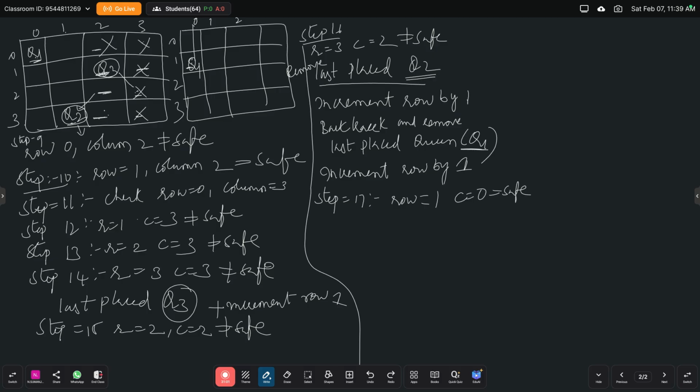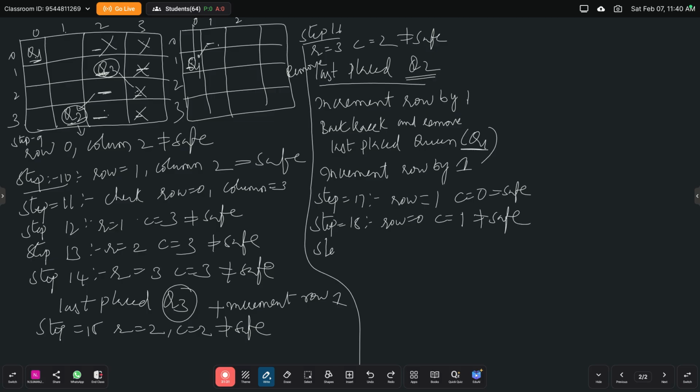Whenever we place the queen, we have to increment our column by 1. It's step 18. What is that place? Row equals 0 and column equals 1. Is this safe? No, it is not safe. Why not safe? It forms a diagonal to this. So that is not safe.